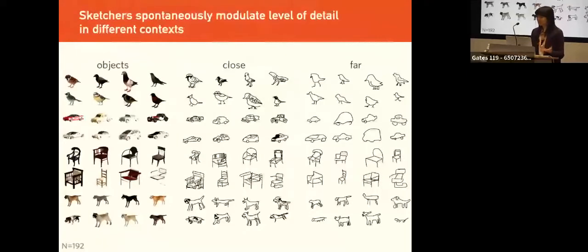In using this really simple experimental manipulation, we discovered just how flexible ordinary people can be in the way they use pictures to communicate, making more detailed, faithful drawings on the close trials when they needed their drawing to uniquely identify a particular instance, but then sparser drawings on the far trials when they could get away with these category level abstractions. And here are just some examples of the different kinds of drawings that people made in these close and far contexts.